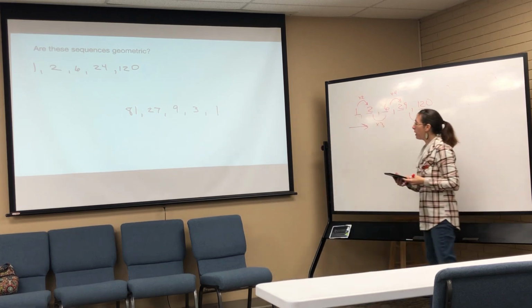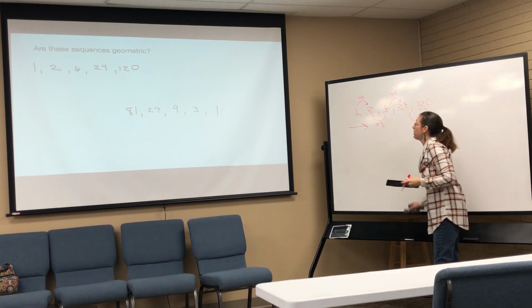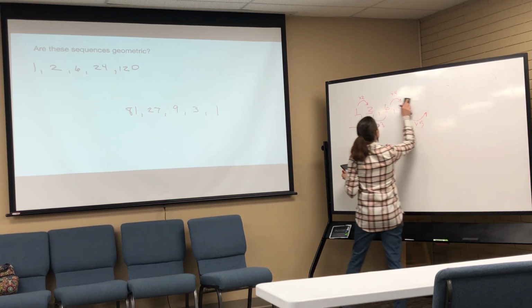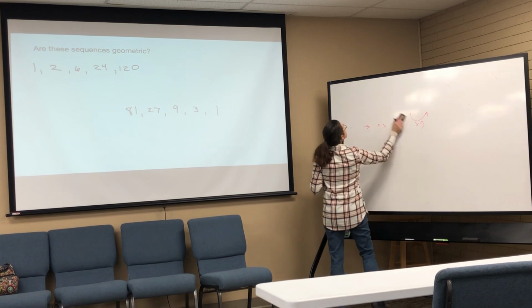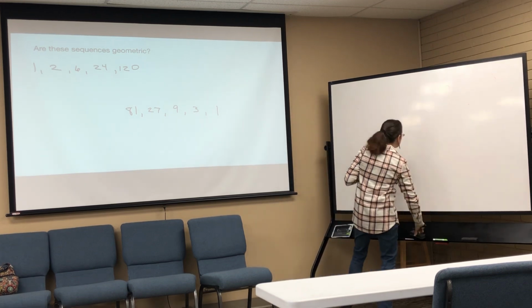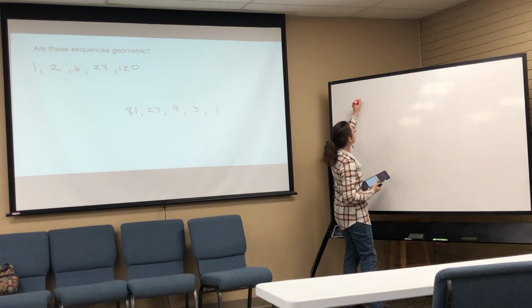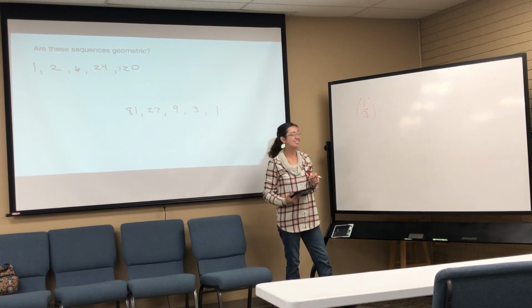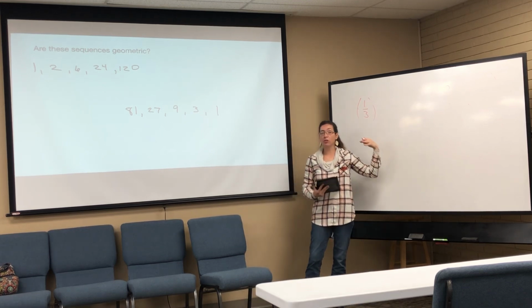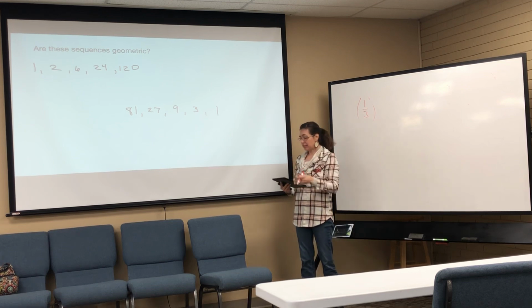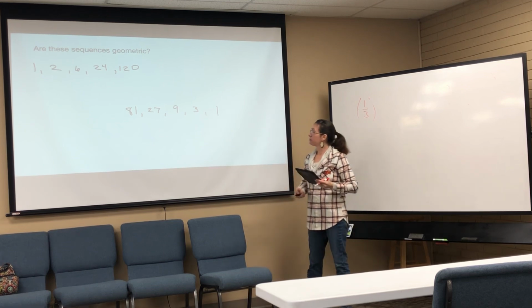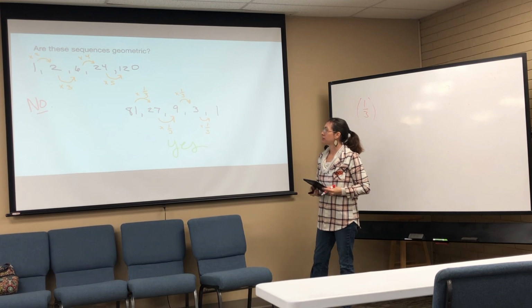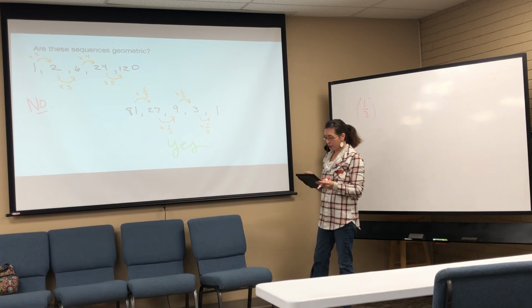Let's look at this bottom one. 81, 27, 9, 3, and 1. They're all divided by 3, which can also be said multiplied by 1/3. Excellent. Divide by 3, multiply times 1/3, same thing. Yes, the bottom one is a geometric sequence, so they have the same ratio.